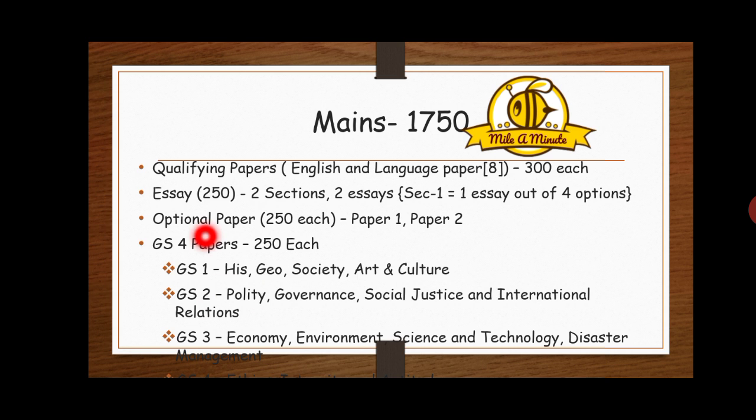So in total, GS itself you will have 1000 as the total. Optional paper 500, 1500. Essay 250, 1750. So you should have knowledge on how to write an essay for becoming an IAS officer. For clearing this UPSC civil service exam, you should have a knowledge on writing an essay.